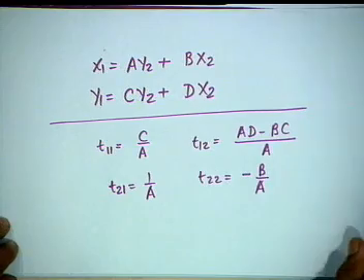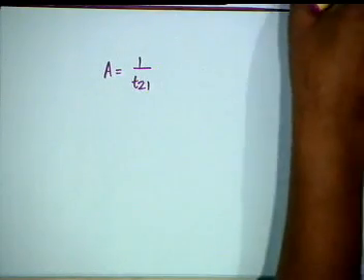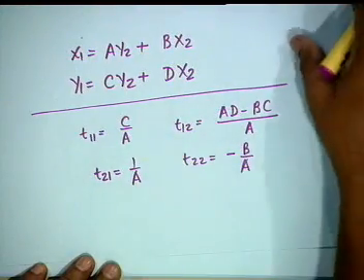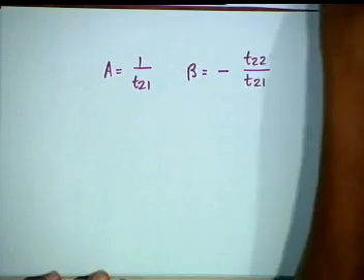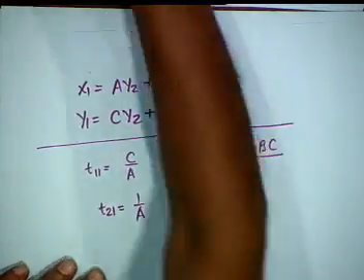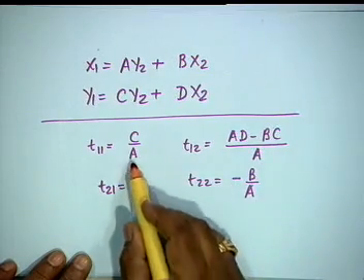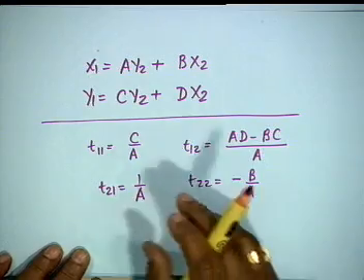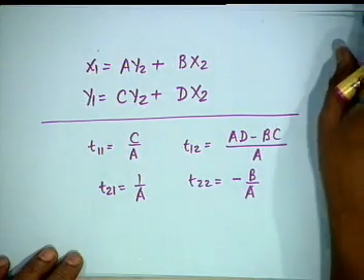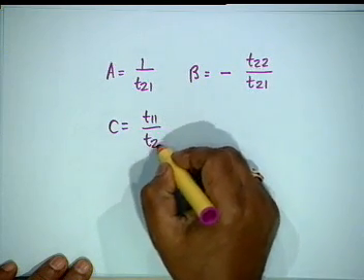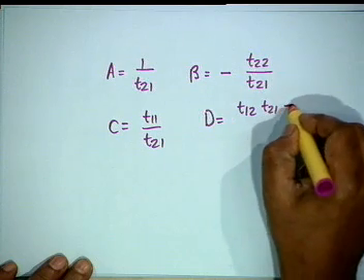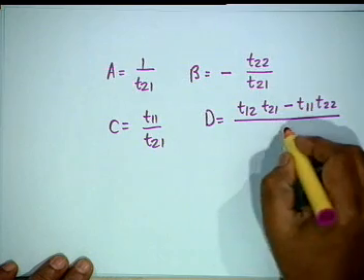Similarly, the ABCD parameters can be expressed in terms of T parameters, and the relationships are that capital A is equal to 1 over T21. That should obviously be true because T21 is 1 by A. Capital A should be equal to 1 by T21. B is equal to minus T22 divided by T21. One thing that you should observe, there is a difference between seeing and observing. One thing that you observe is the denominator is the same for all the 4 parameters. This is true in any conversion. Even in analog, it is true. The denominator is the same. Here also T21, T21, then C is equal to T11 by T21, and D is equal to T12 T21 minus T11 T22 divided by T21.